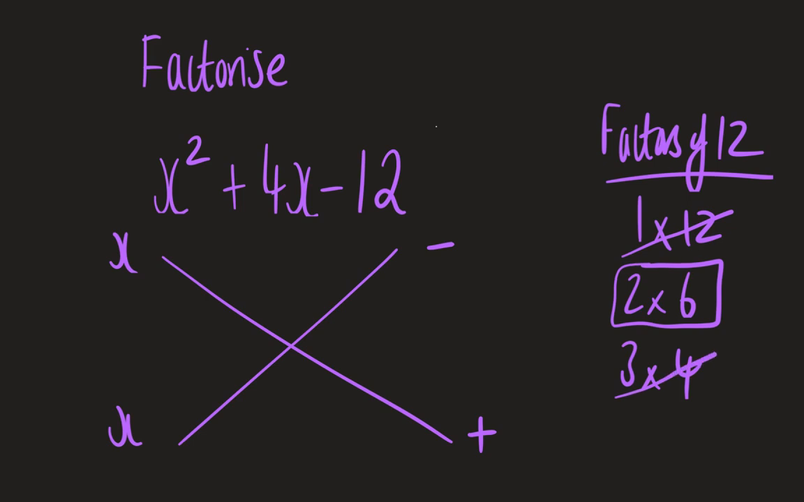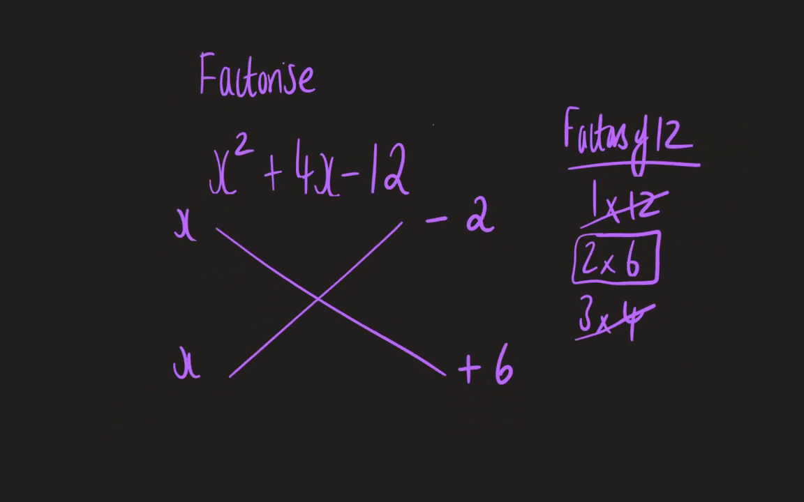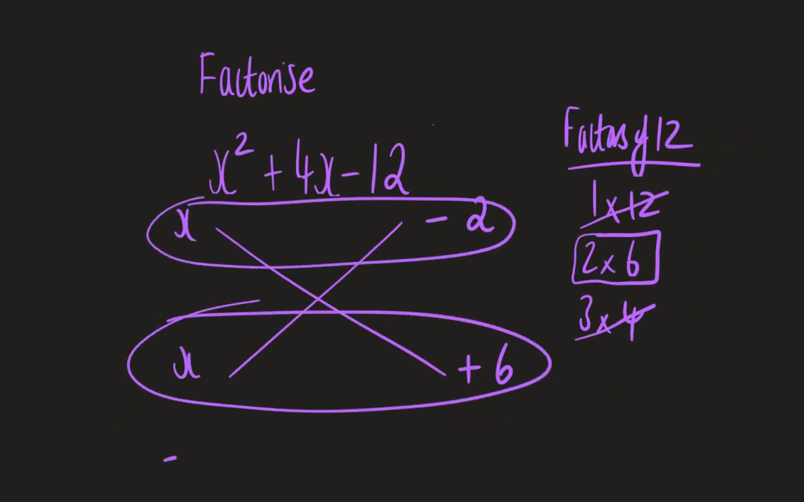And now we need to work out which one is going to be positive and which one is going to be negative. Well, they add to give me a positive 4. So the bigger number must be positive, because positives win, right? Positive 6, negative 2. Same steps as before, factor 1, factor 2, put them together, x minus 2, x plus 6, and we're done. Remember, we can check all of these using FOIL to make sure we got it right.